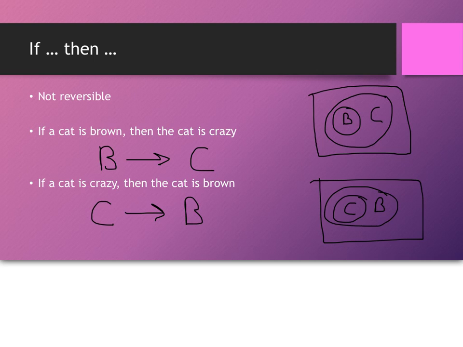So let's just take a look again. If this statement is true, let's assume this statement is true. That does not mean this one is true. Okay? If all of the B's are inside of C, that does not mean all the C's are inside of B. Okay. And that's, again, a very important distinction that a lot of people will get wrong. A lot of people will try to reverse those statements. Okay?